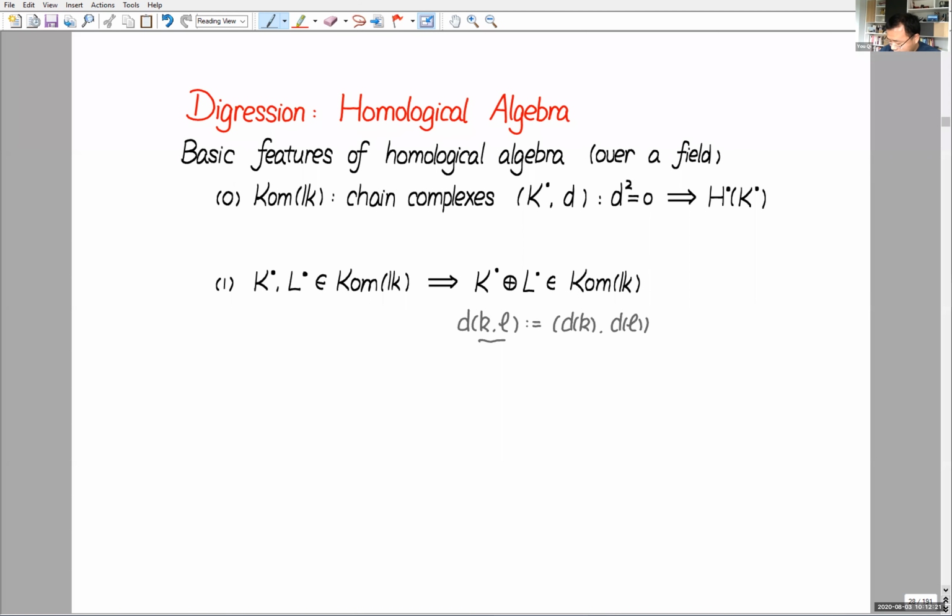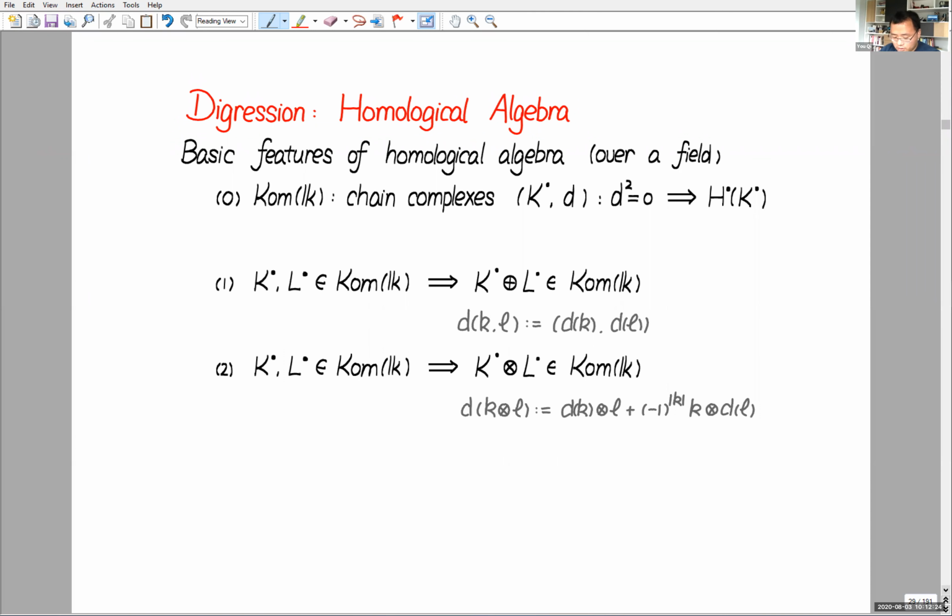Likewise, slightly less obvious is the fact that you have the so-called tensor product structure on the chain complexes. If you have two graded vector spaces, their tensor product K bullet tensor L bullet is a chain complex. Here the differential is obtained by applying the super Leibniz rule. So D of k tensor l is, you first apply it to k, dk tensor l, then with this correction of sign, k tensor dl, where this minus one to the degree of k is used to make sure that D squared is again zero on this graded vector space K tensor L, okay?